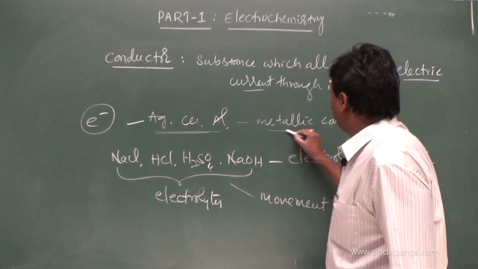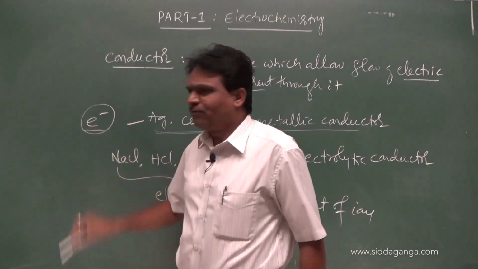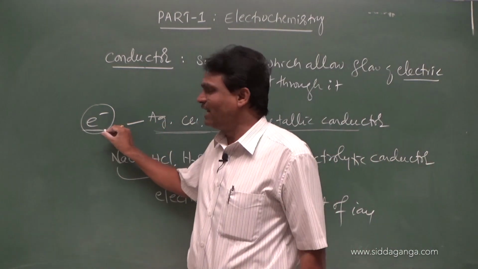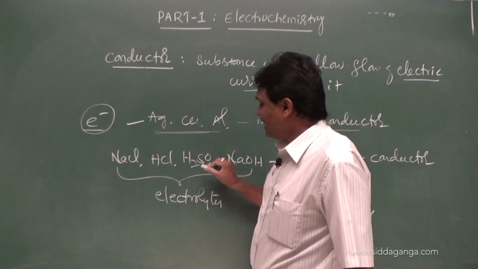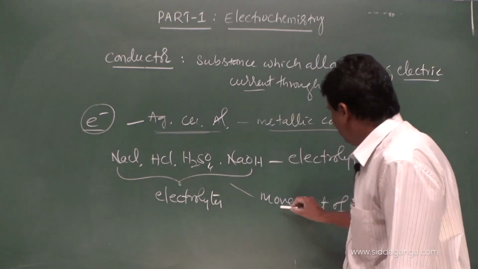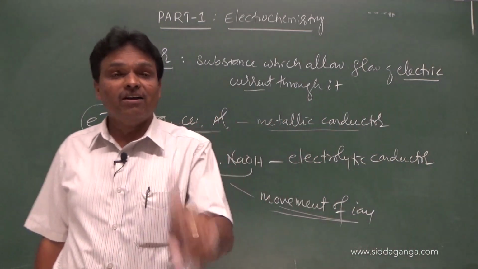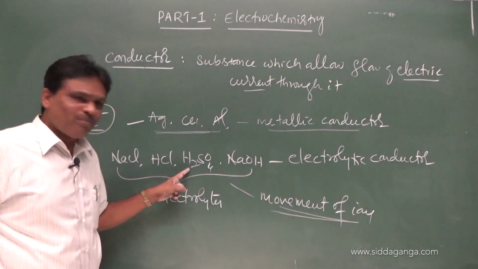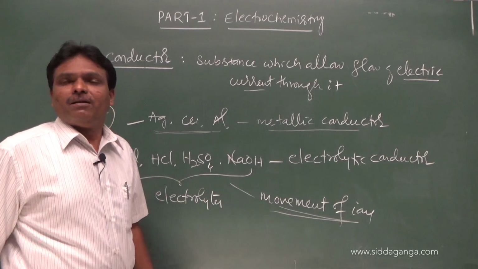In the case of metallic conductors, conductivity is due to the movement of free electrons, or mobile or valence electrons. But in the case of electrolytic conduction, conductivity is due to the movement of ions. That can be observed in the case of electrolytes. Movement of electrons can be observed in the case of metals.